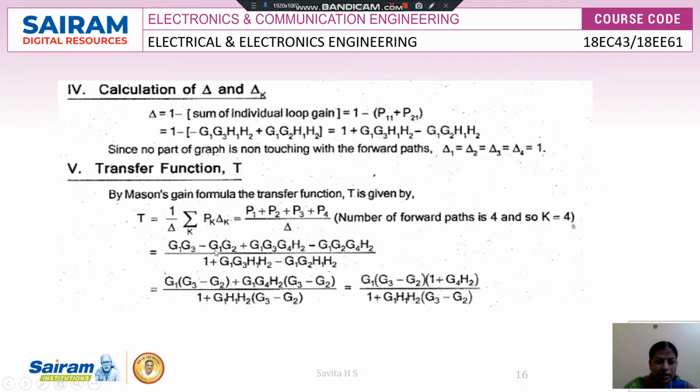Now I'll take the common terms here. If I take G1 common, it is G3 minus G2, and in the other two terms, if I take G1, G4 and H2 common, G3 minus G2 is common. The denominator is 1 plus G1, H1, H2, and if I take common, it is G3 minus G2. So now I'll write G1, G3 minus G2, then 1 plus G4 H2, divided by 1 plus G1 H1 H2 times G3 minus G2. So this is the transfer function for the given problem.